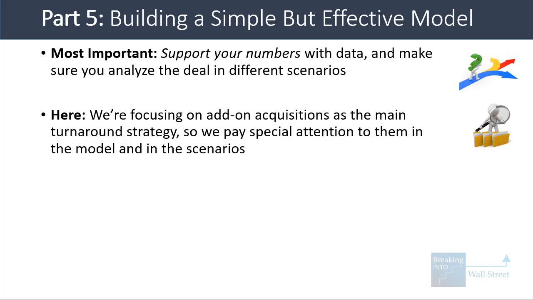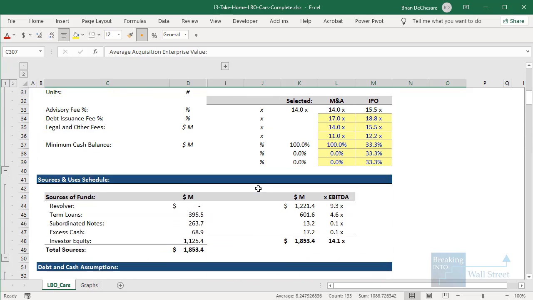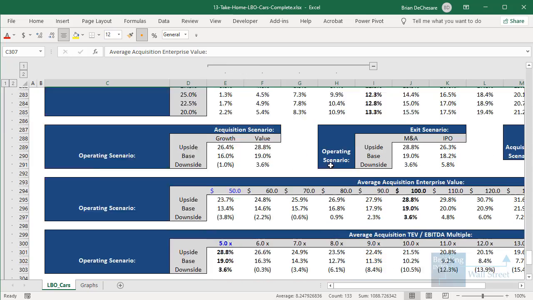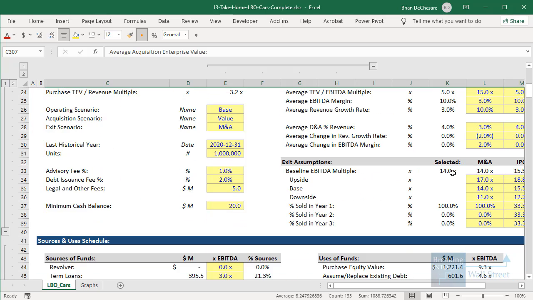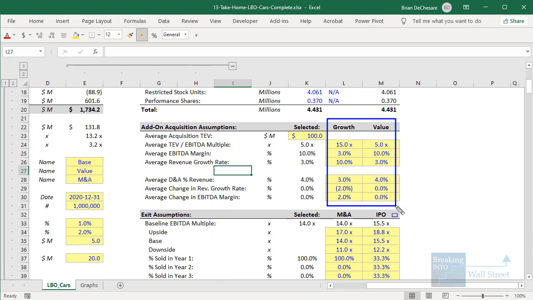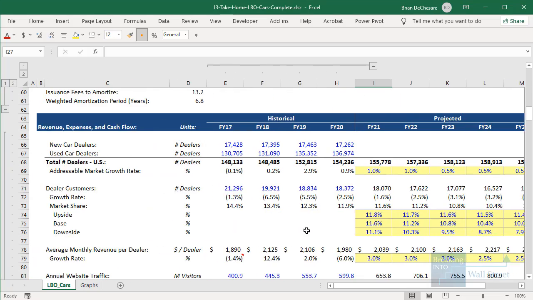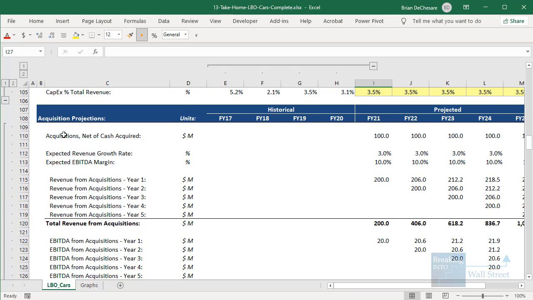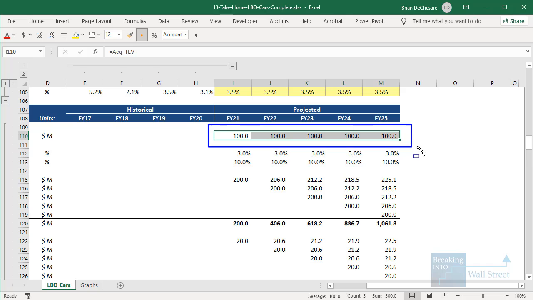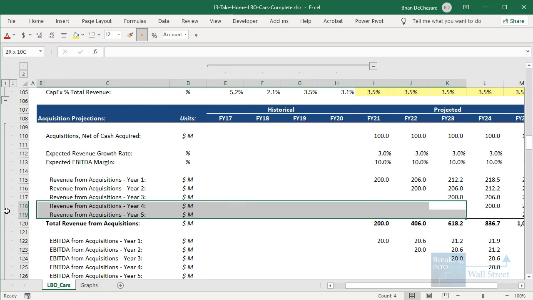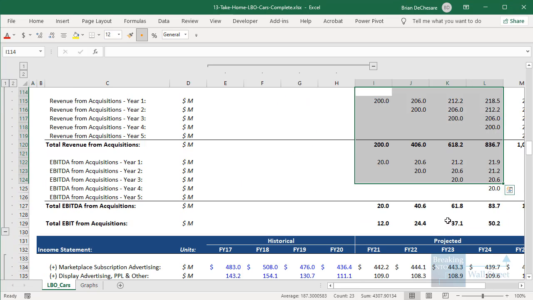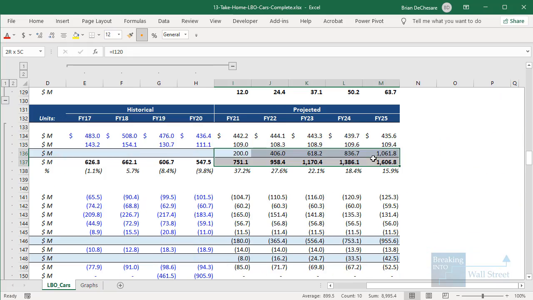So here, we're focusing very much on add-on acquisitions as the main strategy, so we pay a lot of attention to them in this particular model. For example, if you go up here to the top, we have different strategies. We have a growth strategy and a value strategy for these add-on acquisition assumptions. And then if you go down and you look at this schedule, we have an entire schedule for the acquisition projections. We assume the company spends about 100 million on these acquisitions each year. That's roughly the amount of free cash flow it has available for these. And then we plot the revenue and the EBITDA contributions from these, and these show up directly on the income statement.